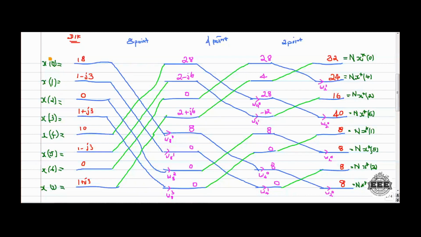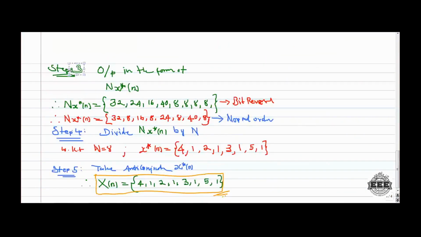The first sequence input is in normal order, and your output will be in bit reversal order. The output of your first stage will be the input of your second stage, then the output of your second stage will be the input of your third stage. The final output is in the form of n into x star of n. So that is the third step we follow here.